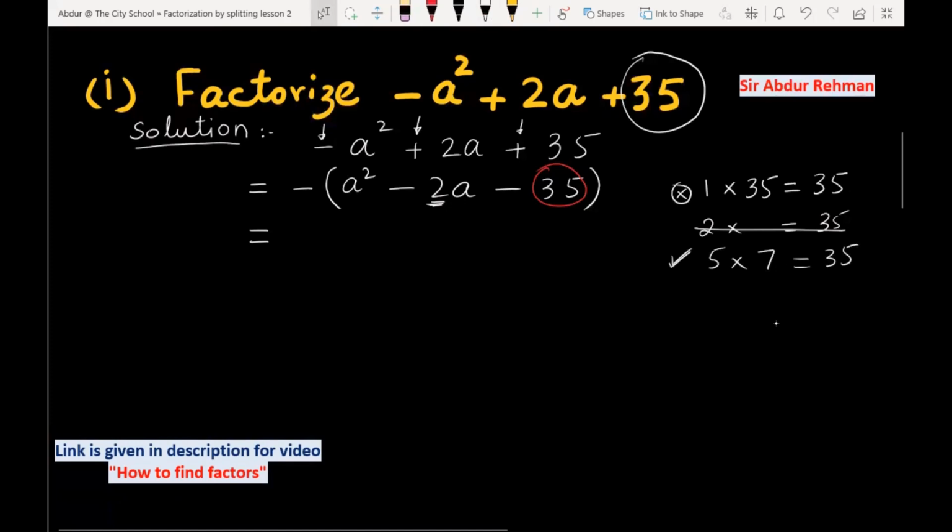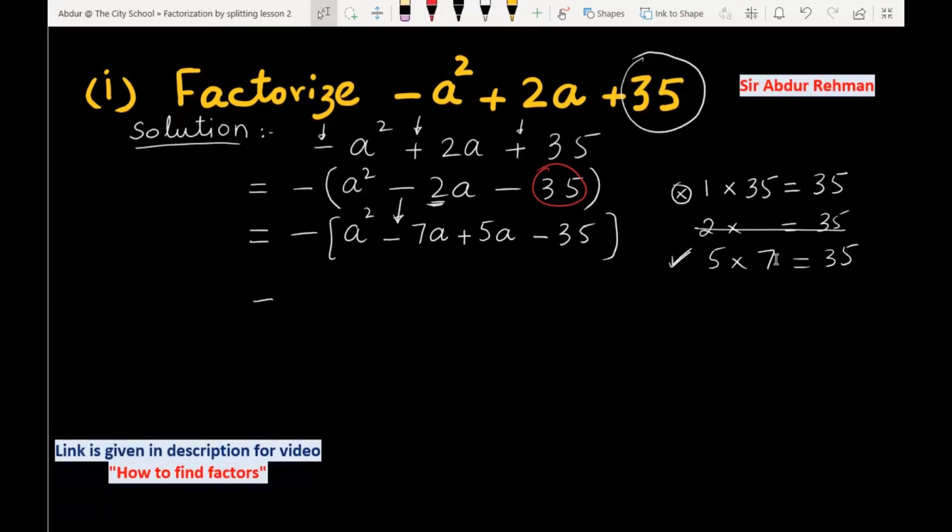I'm going to take this factor. Minus common, a square, copy this sign, minus this sign. Now write down the larger factor, which is 7. So I'm going to write 7a, and 7 minus 5 means we have to subtract 5a. So you have to put the different sign of this: minus 7a. So I'm going to write my plus here, different sign, and minus 35, copy.